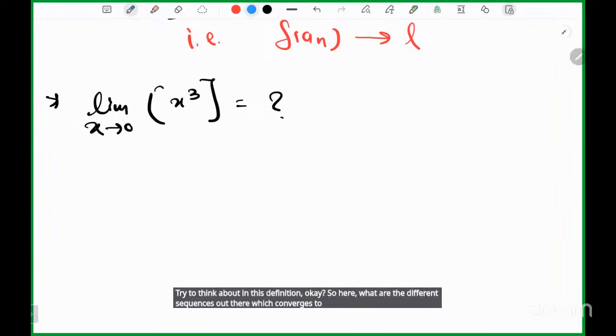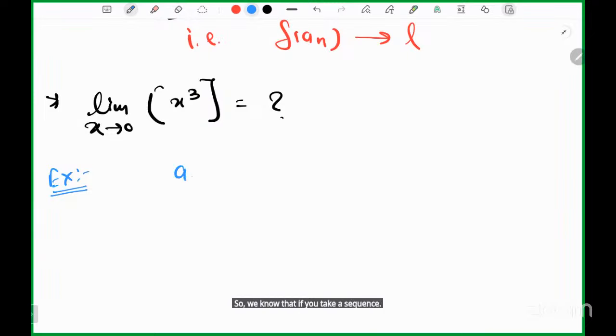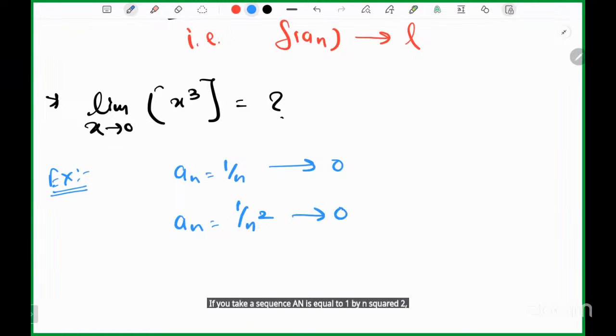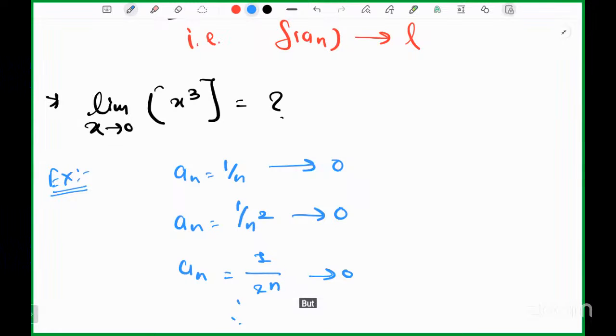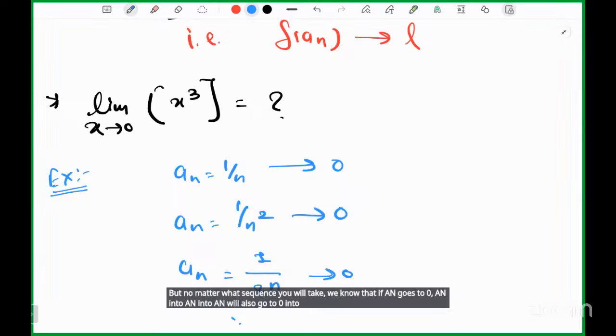There are actually infinitely many sequences which are converging to 0. We know that if you take the sequence an equals 1 by n, this goes to 0. If you take the sequence an equals 1 by n square, this also goes to 0. If you take the sequence an equals 1 by 2n, this also goes to 0, and so on. So there are infinitely many sequences going to 0. But no matter what sequence you take, we know that if an goes to 0, an into an into an will also go to 0 into 0 into 0. So we'll use that fact.